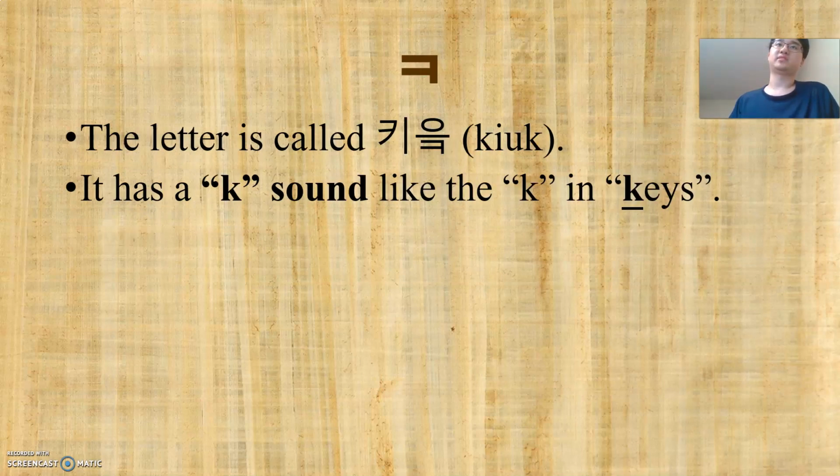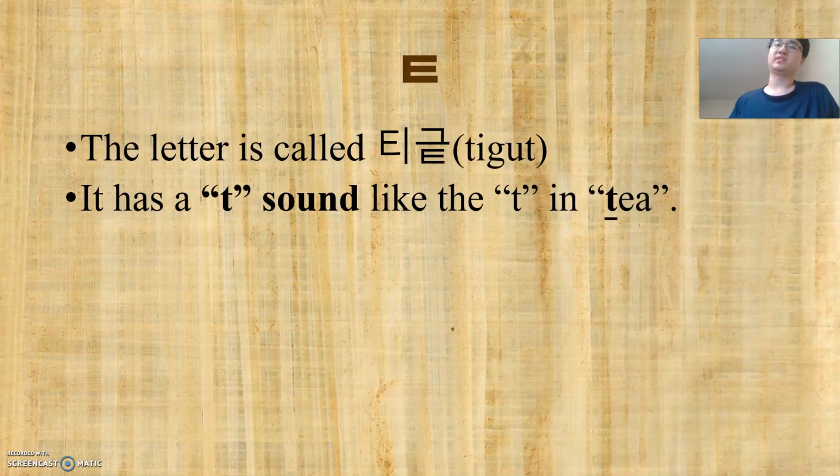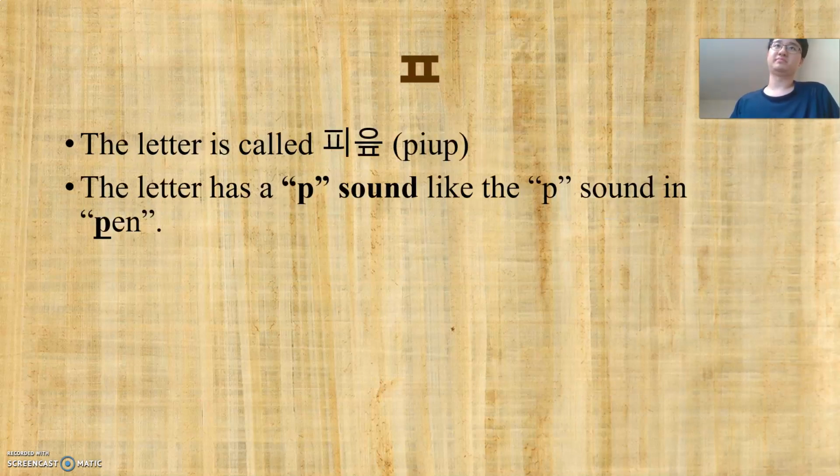And the next letter is called Kieuk, and this has a K sound like the K in keys, or let's see, kettle. But this generally has a sound of a K. And the next letter is called Tieut, and this has a T sound, like the T sound in team, and so on. But remember, it just has a T sound.